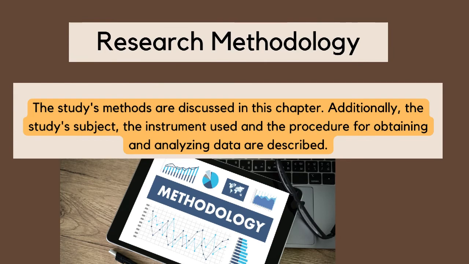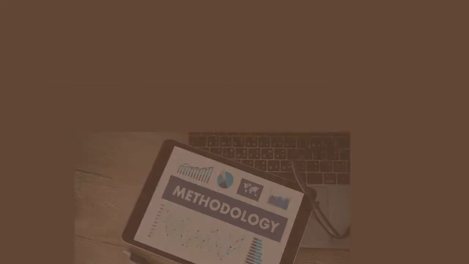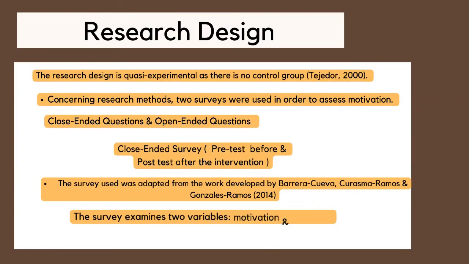Let us have the research methodology. The study's methods are described in this chapter. Additionally, the study subject, the instrument used, and the procedure for obtaining and analyzing data are described. For the research design, the design is quasi-experimental as there is no control group.